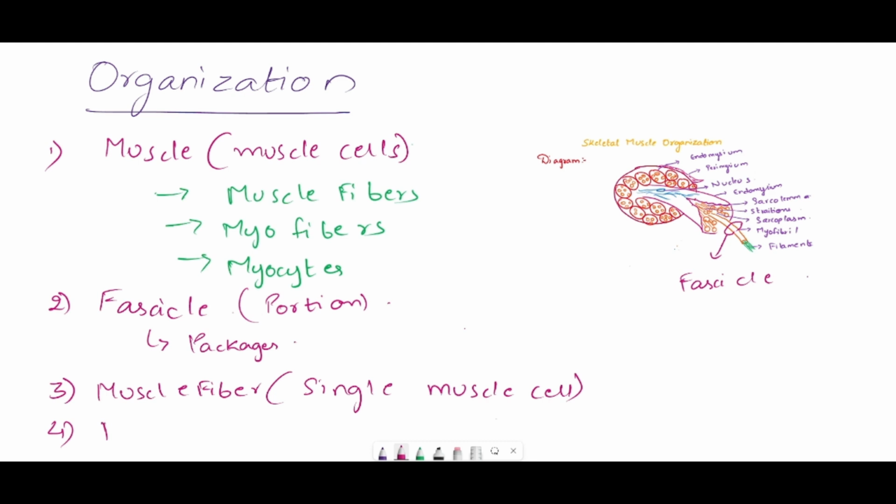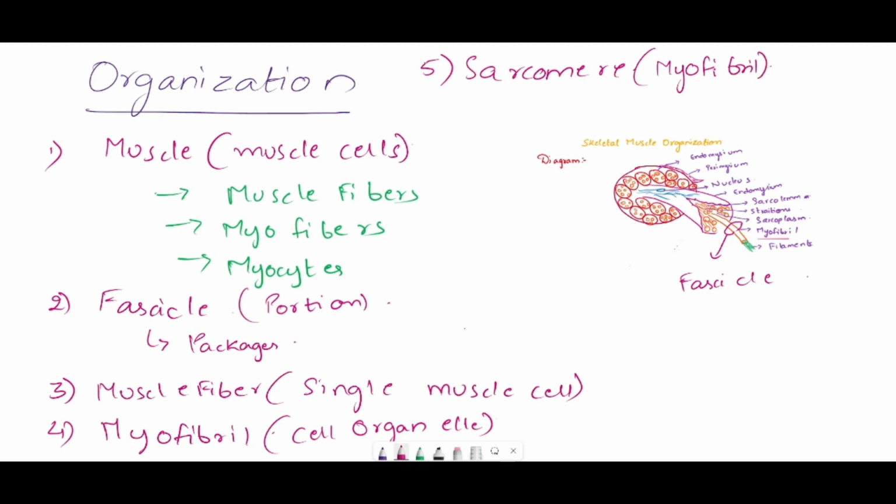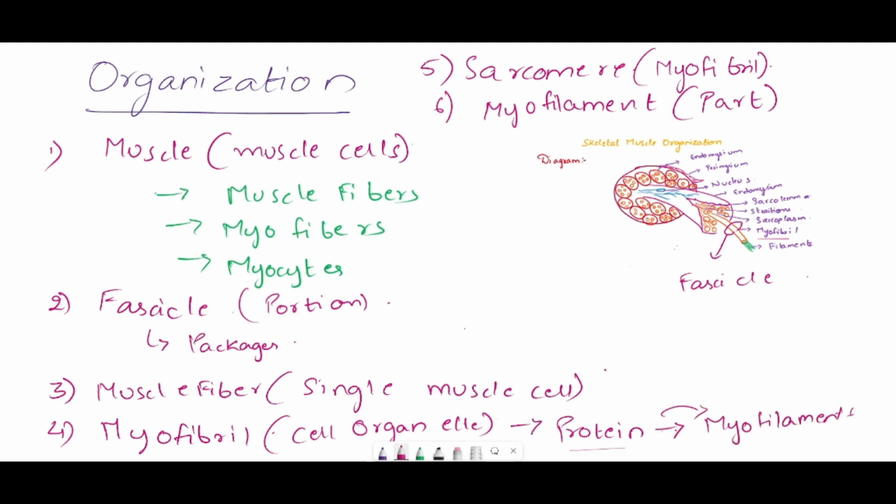The next part is called the myofibril. What is a myofibril? This orange colored part is called the myofibril. It is simply the cell organelle of muscle. The portion of myofibril is called the sarcomere. Myofilament is a part of the sarcomere. Myofibril generally contains protein chains, which are called myofilaments, and myofibrils are also called elongated protein molecules.